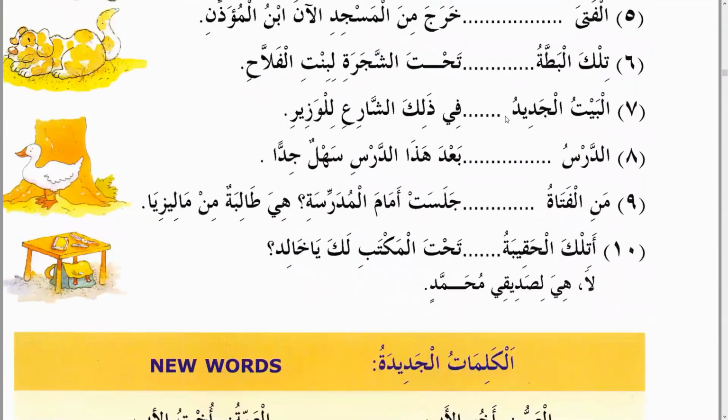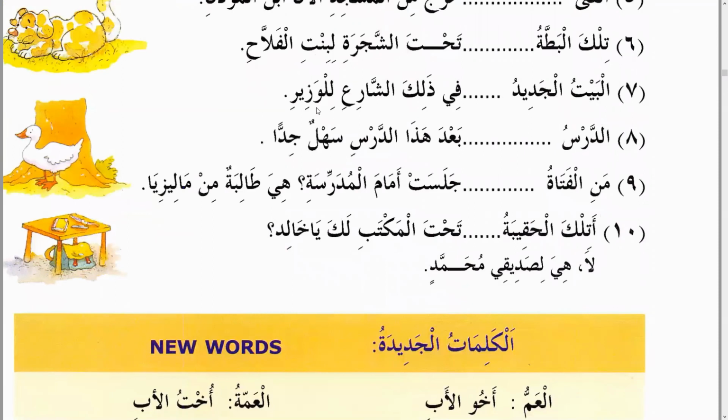Next, al-baytu al-jadidu alladhi fi dhalika shari'i lil-waziri. Al-baytu. This is what? Alladhi, right? The new house, which is in that street, belongs to the minister. Lil-waziri.